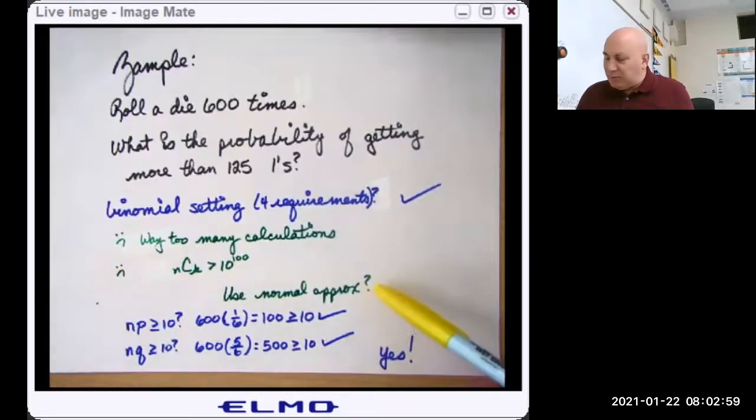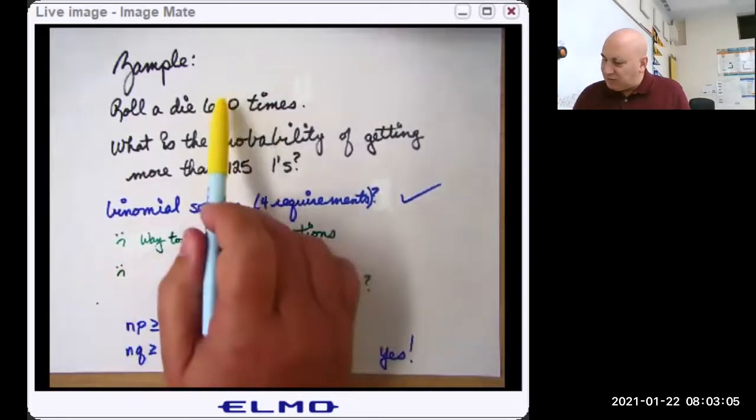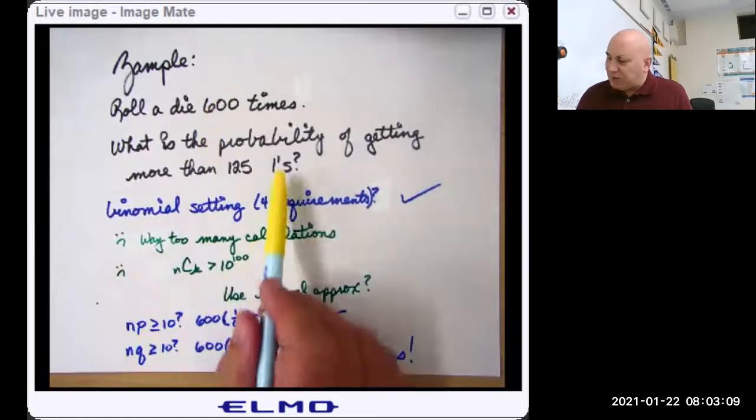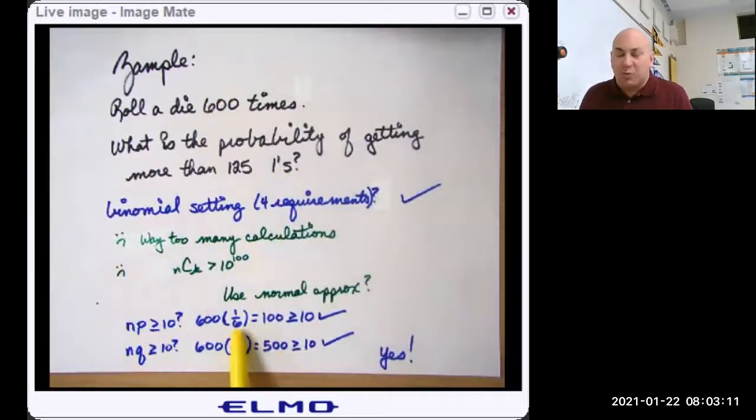So can we use the normal approximation? Is np greater than 10? Well, n is 600. The probability of success, if we're rolling a die and we're looking at ones, is 1/6. The average number of successes would be 100. That's greater than or equal to 10. And the average number of failures is 500, which is greater than or equal to 10. So we can use the normal approximation.